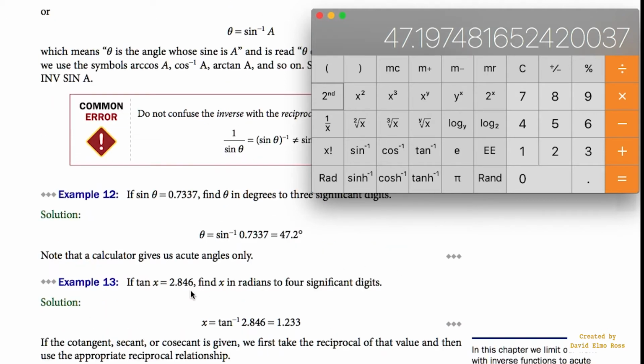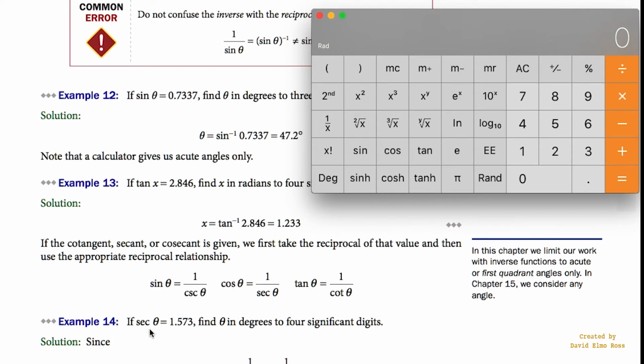Now it says here if tan x equals this, find x in radians. Now the thing is that the calculator works in degrees normally. If we want to switch to radians we have to click it, and notice it changes to degrees here, but it's telling us that we're really working with radians. So let's clear this. So we have 2.846 and we're going to do the inverse tan of that and we get 1.233, and that's the number of radians that we've got here.